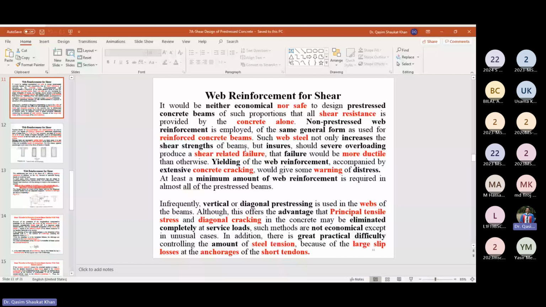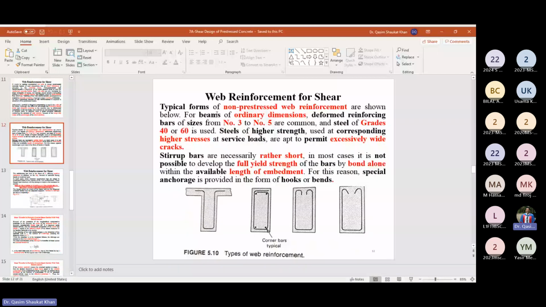And typical forms of the non-pre-stressed web reinforcement, the steel reinforcement that we provide as shear reinforcement in the pre-stressed beams, are, for beams of ordinary dimensions, deformed reinforcing bars of the sizes from number 3 to number 5, which are common. Okay. What's the number 3 size?